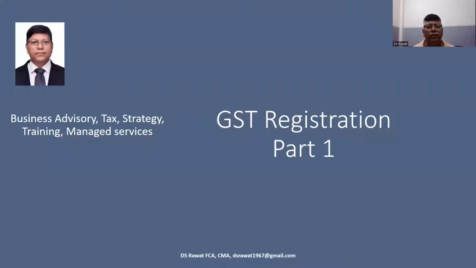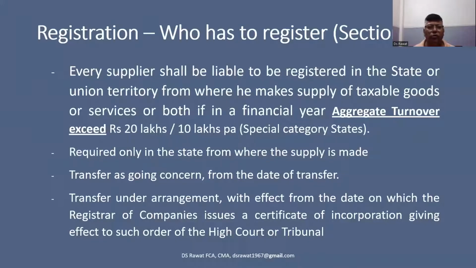Today's session is the first part of GST registrations. Here we will discuss the persons who have to register. This is covered by section 22. Persons who do not need to be registered and persons who are compulsorily required to be registered. There are three categories, and voluntary registration can always be taken by any person.